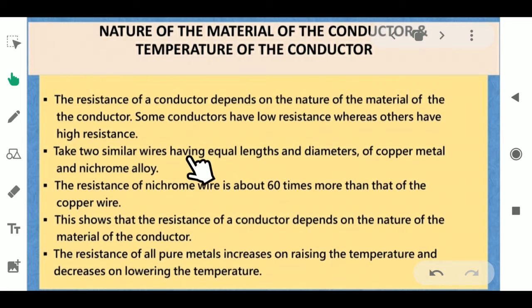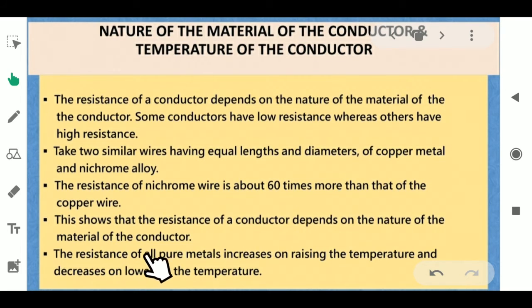So in this case, copper and nichrome are different in nature. Nichrome is an alloy and copper is a pure metal. This shows that the resistance of a conductor depends on the nature of the material of the conductor, because in the case of nichrome, its resistance is about 60 times that of the copper wire. And the effect of temperature.